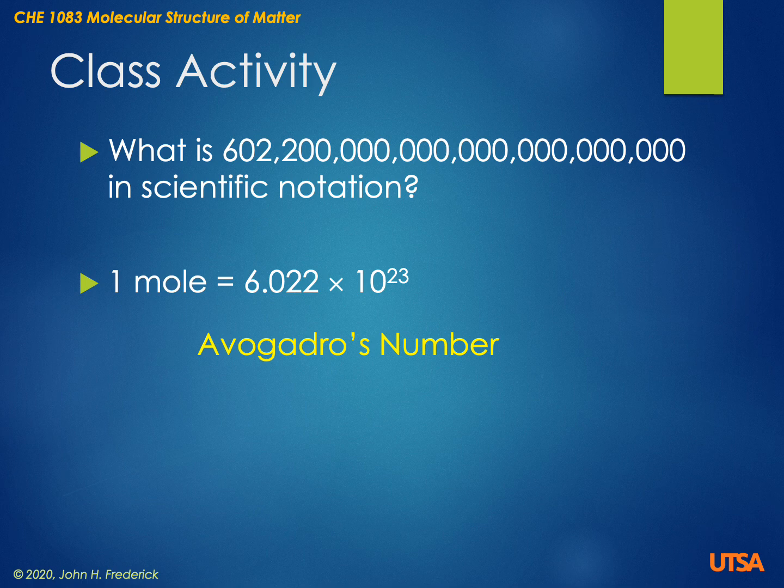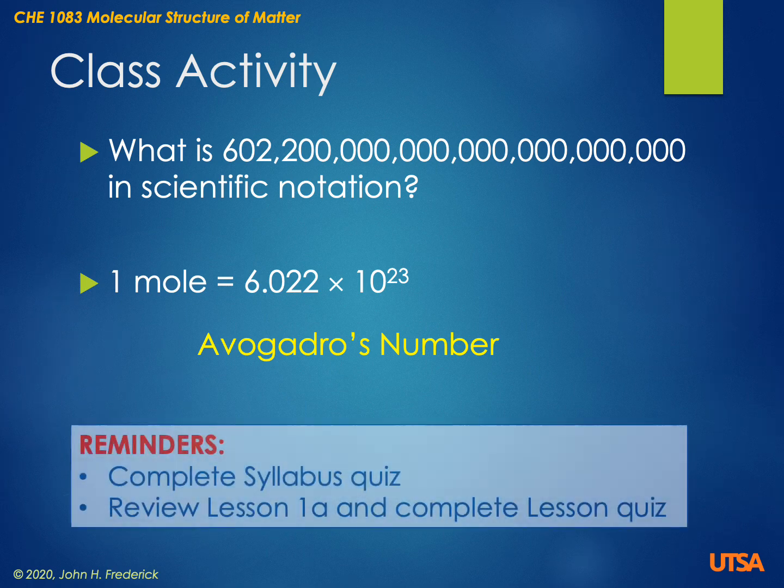And this is a special number in chemistry. It is equivalent to 1 mole. A mole is just the name for this number. It doesn't have any other significance. It's also called Avogadro's number. So I hope you've gotten a little bit of a feel for the metric system and scientific notation. We're going to be using them a lot this semester.